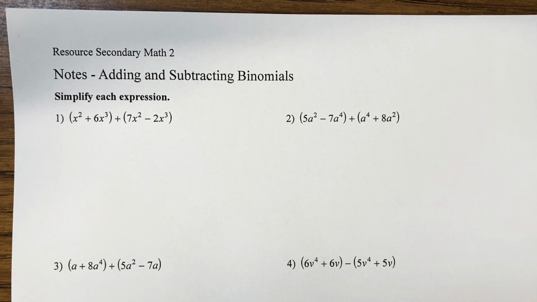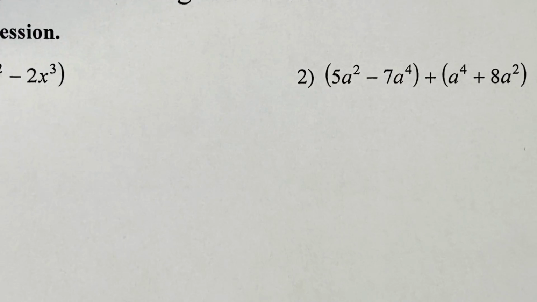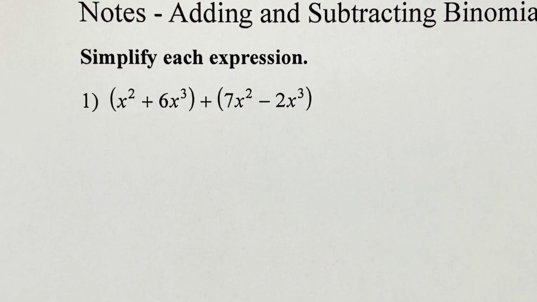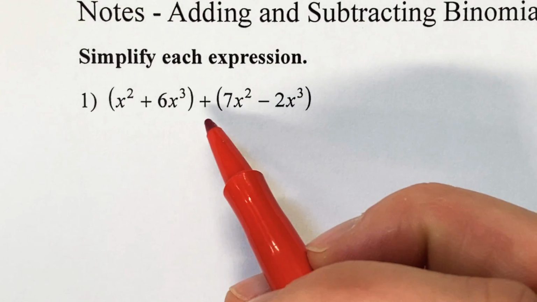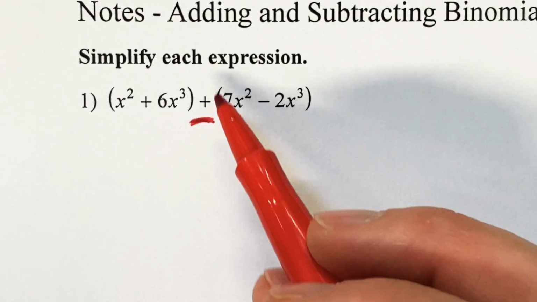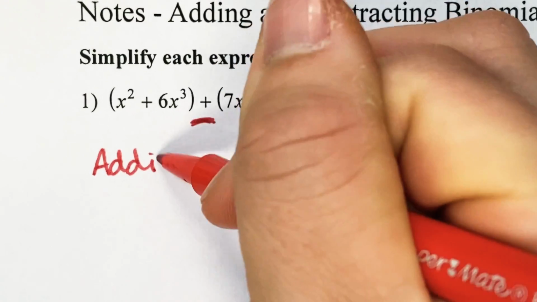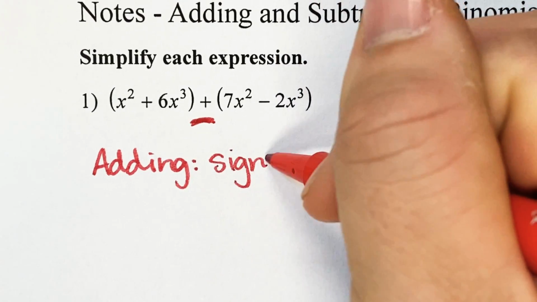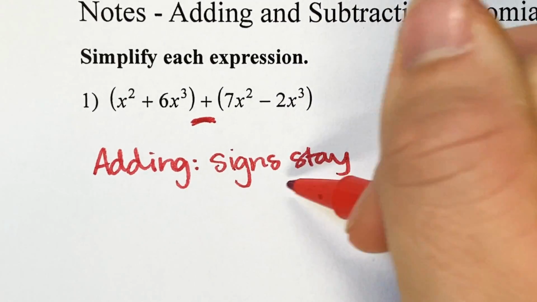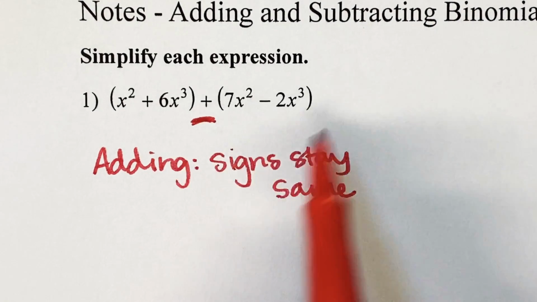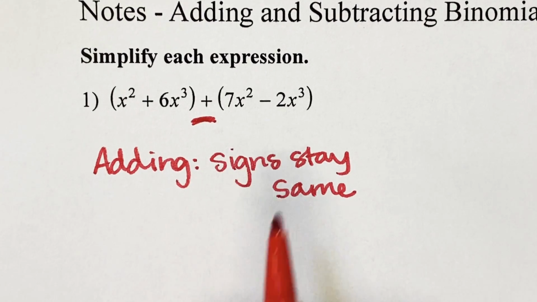Okay, so 2 things I want to note. First let's make a note under this problem. What sign do we see in the middle here? Addition or subtraction? That is addition. When we are adding, write this note down: when we are adding, remember the signs stay the same. No signs have to change when we're adding. The signs all stay the same.